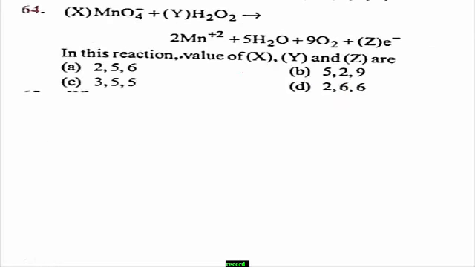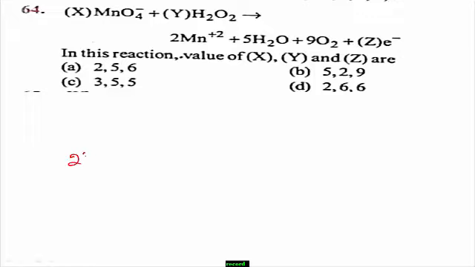Next question, number 64. Say x moles of MnO4 minus plus y of H2O2 gives 2Mn2 plus plus 5 of H2O plus 9O2 plus z electrons. In this reaction, the values of x, y and z are? It is very important to write the balanced reaction once again. Students, when you write the balanced reaction, it is very easy to identify the coefficients, meaning the values of x, y and z. So first you observe this reaction.